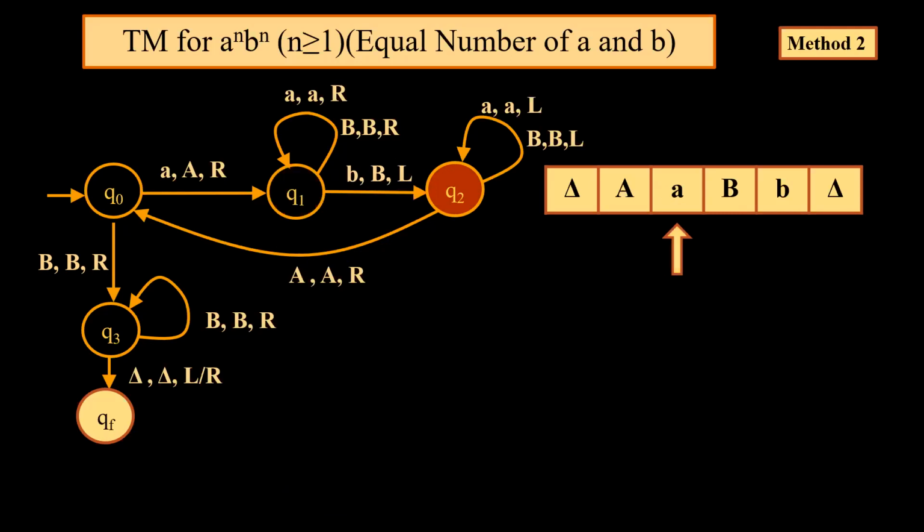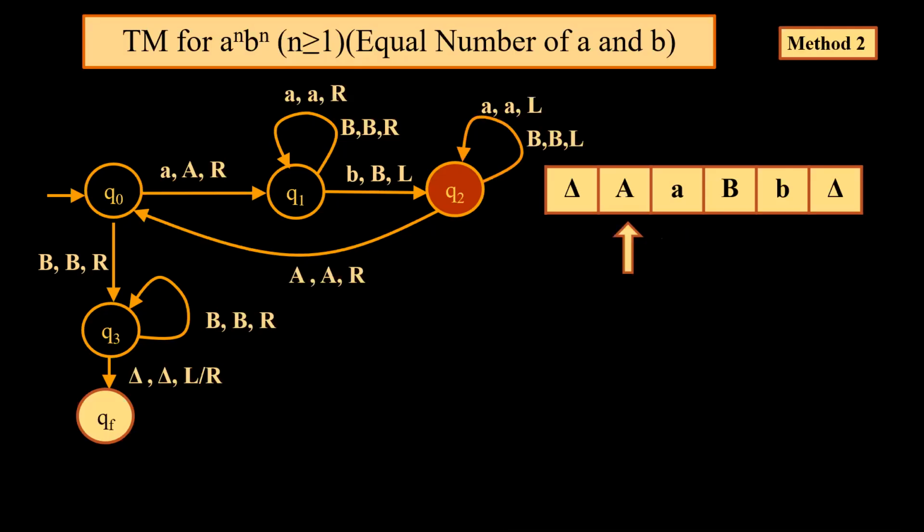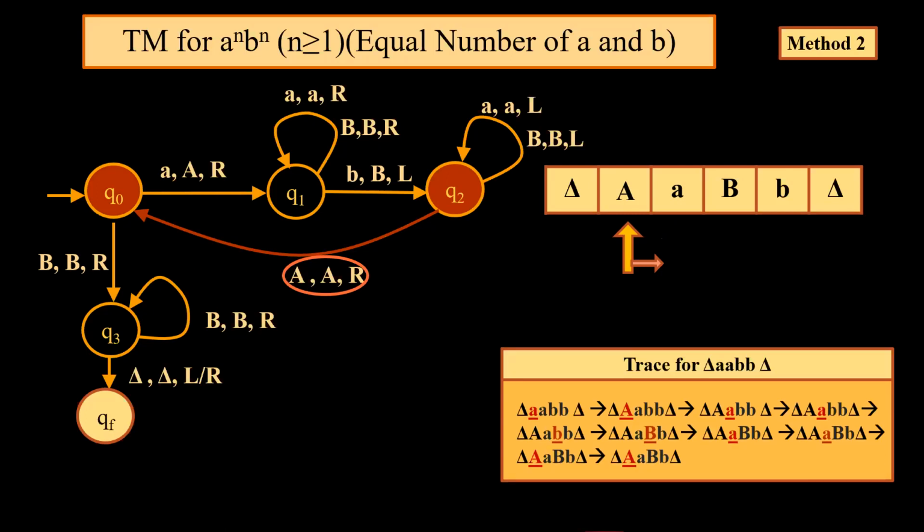Now we move towards left. If we come across small a, we will not change it. Now our end marker on left side is capital A. Small a remains unchanged and we have to move one step left. When we move one step left, we come across capital A. We will not change it. This is serving as an end marker for the left side. We move to Q0 state.